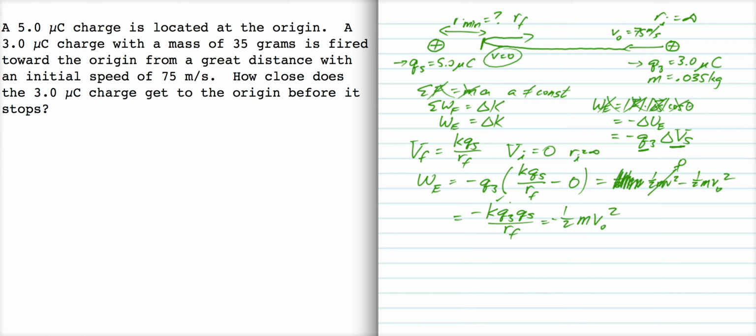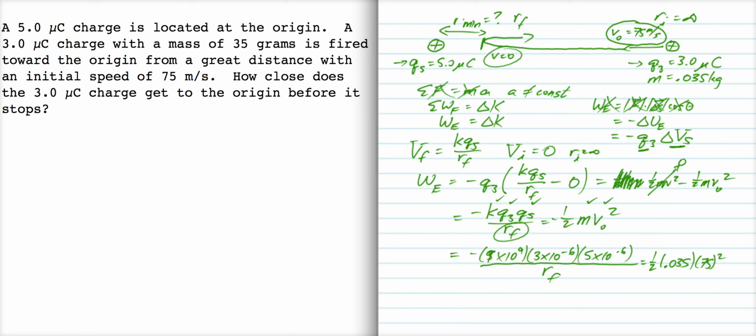Now, I know K, I know Q3, I know Q5, I know M, and I know V0. I just got to solve for RF. So if I multiply K, Q3, Q5 together, that's minus 9 times 10 to the 9 times 3 times 10 to the minus 6 times 5 times 10 to the minus 6 over RF. That's equal to 1/2 times 0.035 times the initial velocity squared. The initial velocity is 75 meters per second.